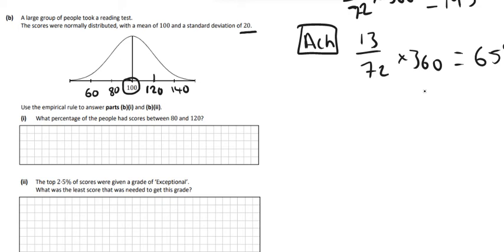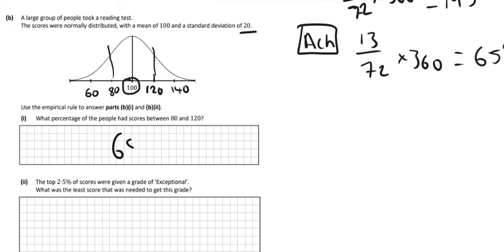What percentage of the people had scores between 80 and 120? Well, there's 80 and there's 120. So the three percentages you need to know are the 68%, 95%, and 99%. So this is the first one here, so it has to be the 68.